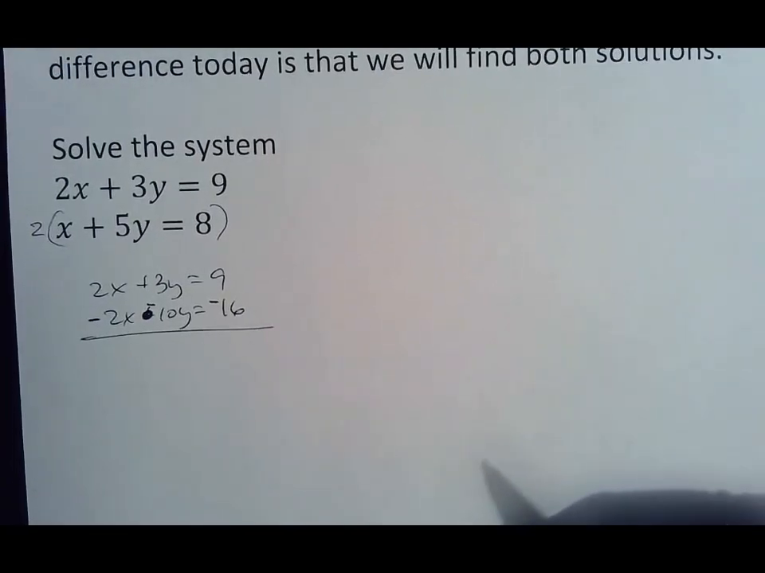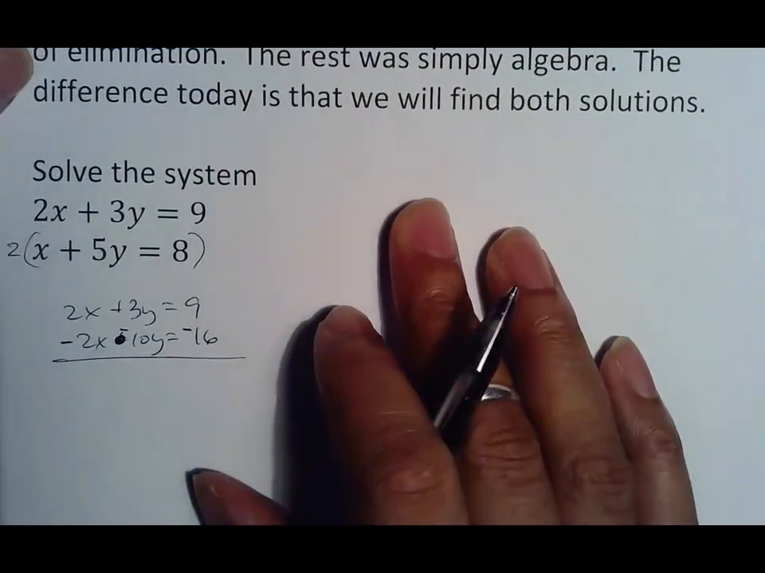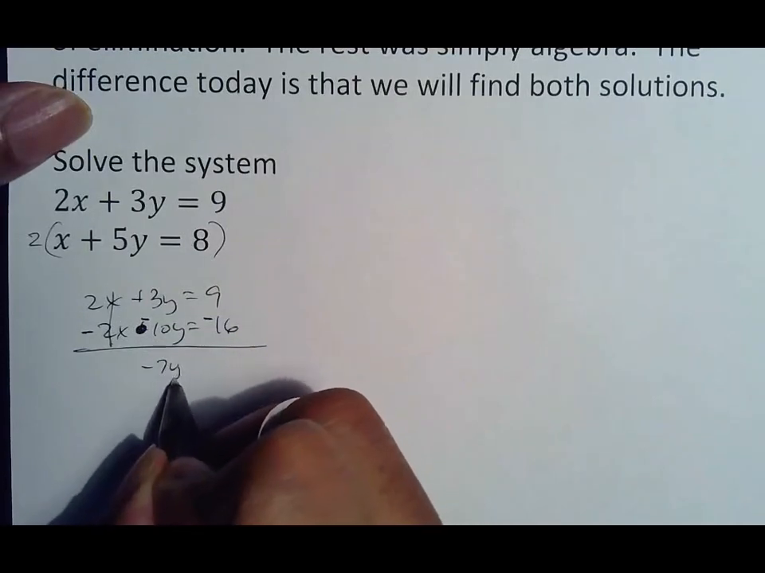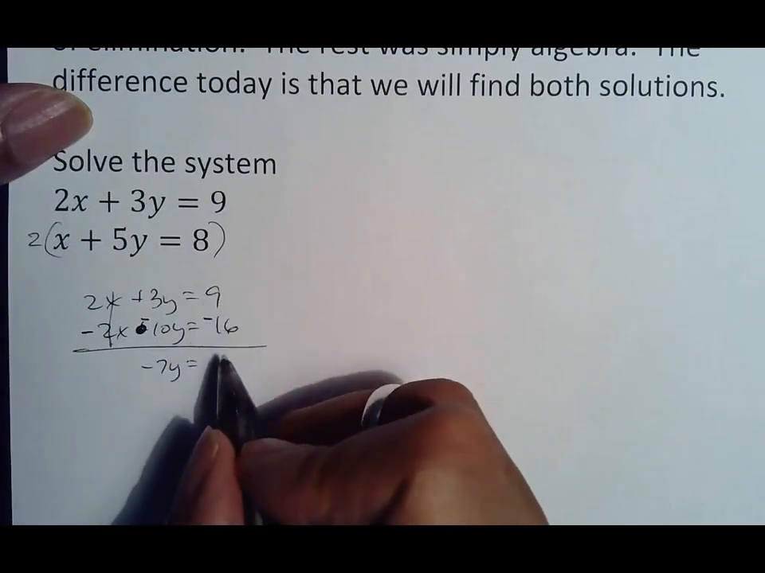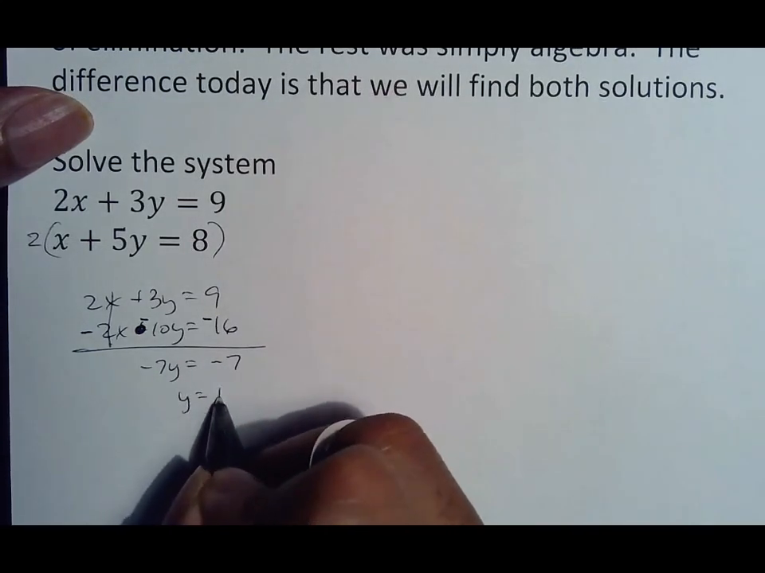It doesn't take up a lot of space, but once you've practiced this process, it's kind of easier to do because you know what to expect. This goes away. This gives me negative 7y. This gives me, I think, negative 7. I then divide by negative 7, getting y equals 1.